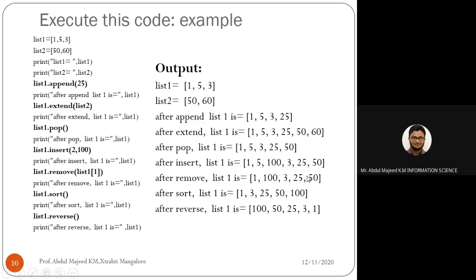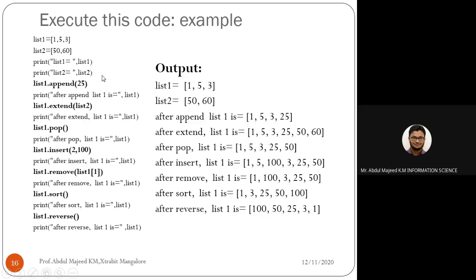So you can see these are the actual numbers. It is sorted in ascending order. So 1, 3, 25, 50, 100. Then list1.reverse. So the content is reversed: 100, 50, 25, 3, 1. So these are the various functions with respect to list.